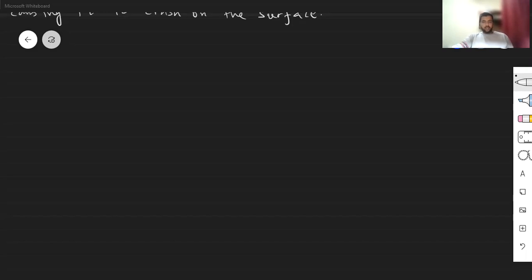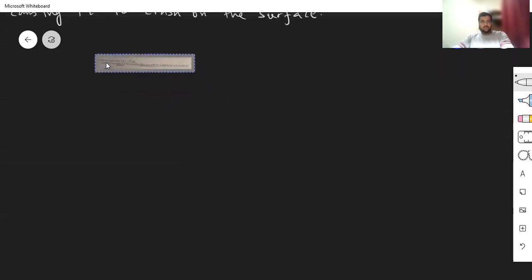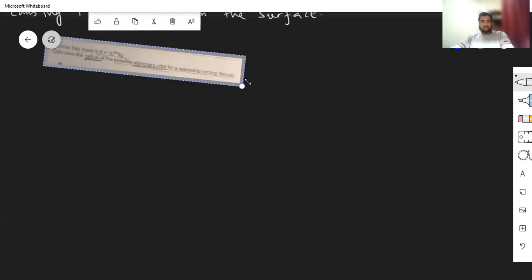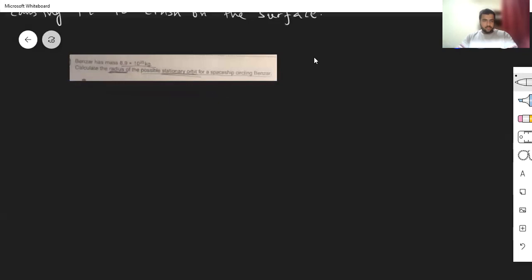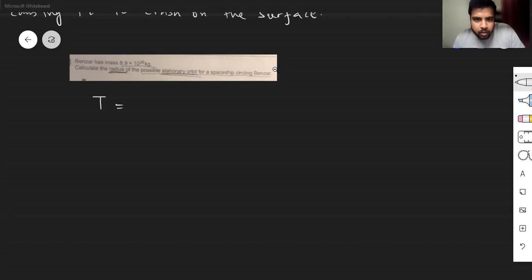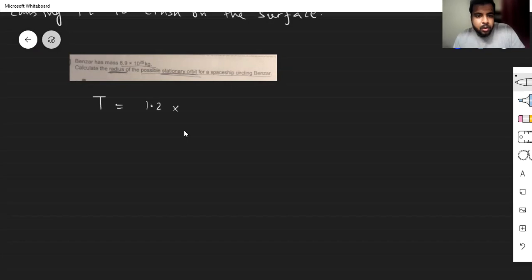Okay, so the next part is pretty much easier. I'm just going to copy this down here. Now we know that Benzor has this mass, and in the question above, they also told you the time period, which was 1.2 exponent 5 seconds.